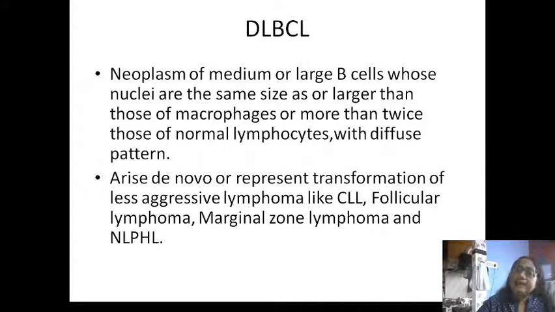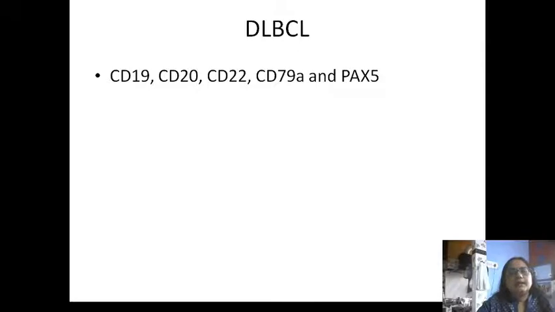They arise either de novo or they represent transformation of less aggressive lymphomas like CLL, follicular lymphoma, marginal zone lymphoma, and nodular lymphocyte predominant Hodgkin lymphoma. And here the markers are CD19, 20, 22, 79A and PAX5.